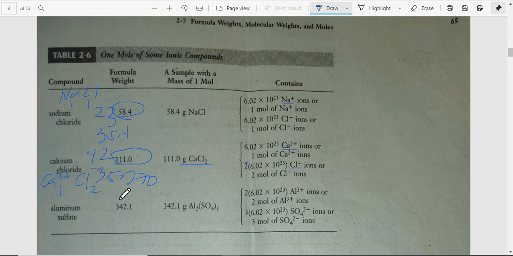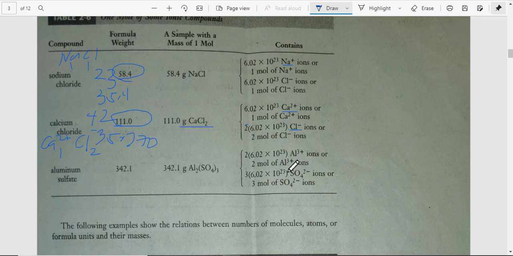Okay, next is your aluminum sulfate. For your aluminum sulfate naman, yapon tan-on nyo ang iya nga element. You have your Al, dua ka aluminum. Then, for your sulfate naman, tatlo. So, what happened here is you have 3 nga sulfur. Then, you have oxygen nga 12, because 3 times 4 is 12.